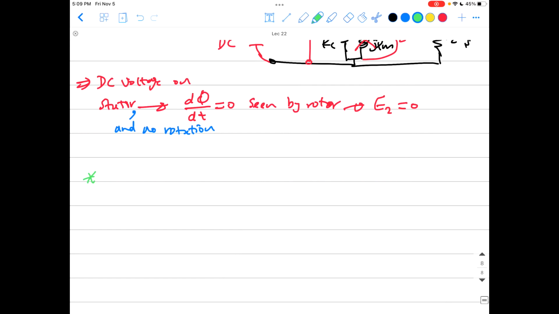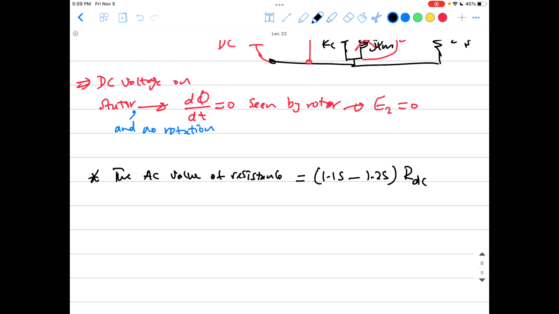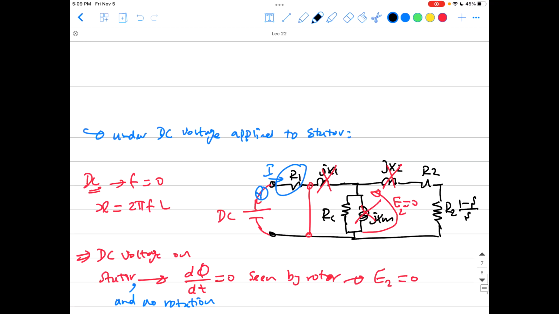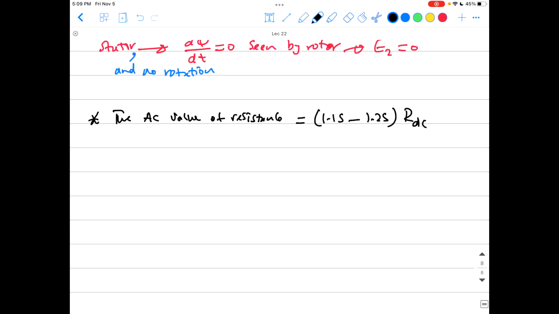Okay, the other thing to just keep in mind, if you remember, like we said before, is the AC value of resistance equals 1.15 to 1.25 of R DC. So the measured value, the value we found from here, that is R1 DC, because it's coming from DC excitation. The actual resistance when you apply AC voltage will be a little bit higher.